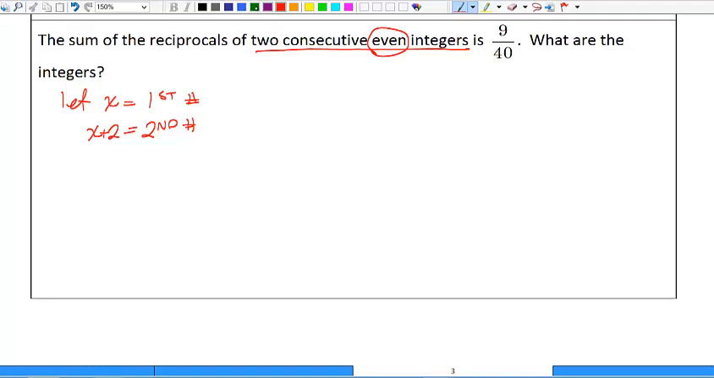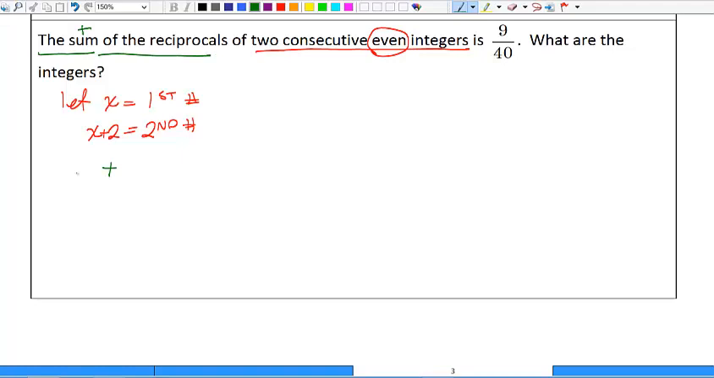Now I'm going to go back and read the problem again and see if I can write an equation from it. Again, there's no picture to be drawn here, so we can skip that step and go straight to the equation. So I'm going to read right from the beginning. The sum. Okay, sum means add, so I know my equation is going to have an addition sign.